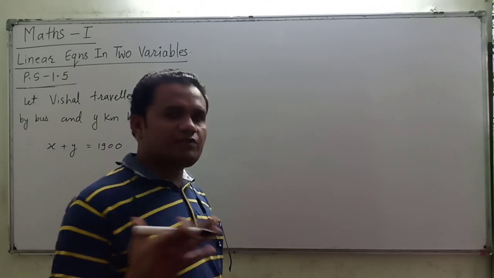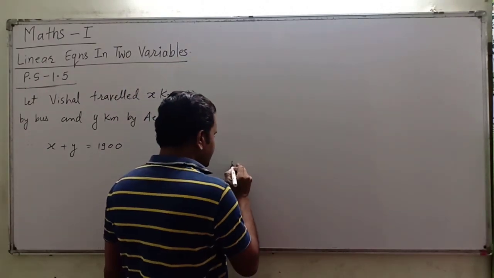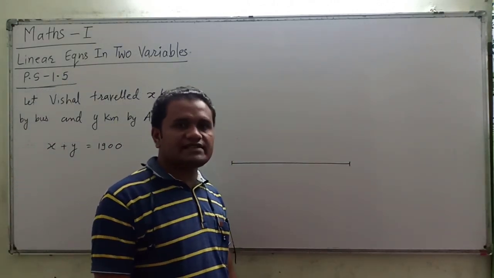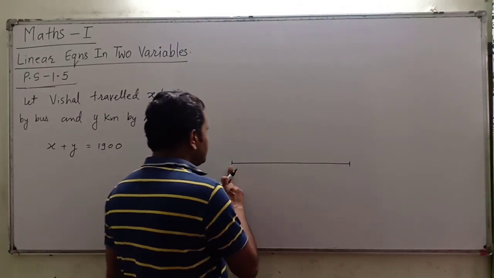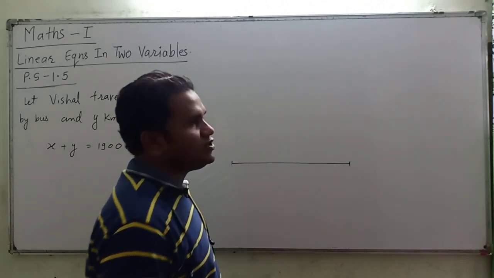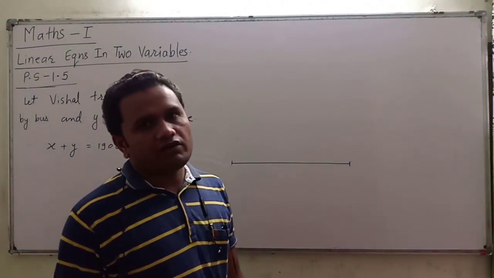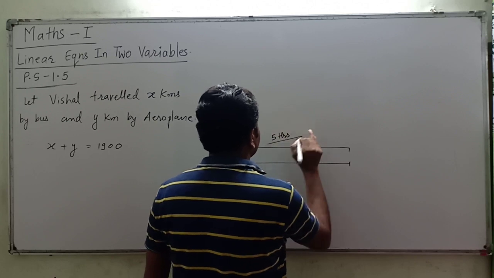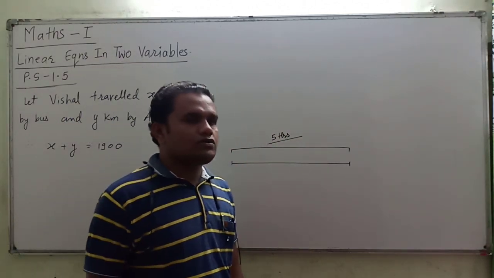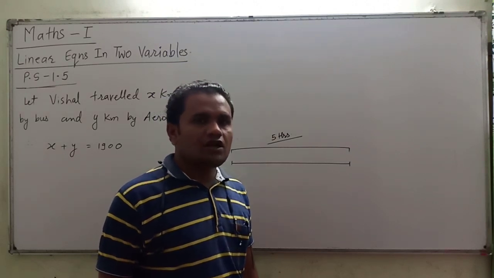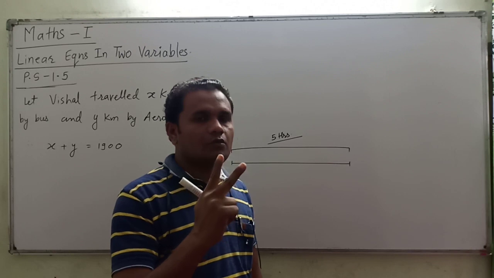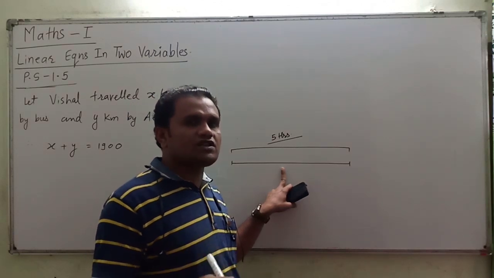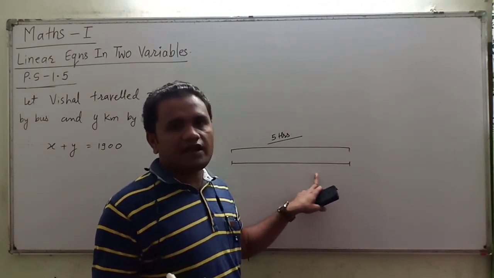Then see, I will explain you the next condition. In the next condition, suppose this is the total distance. We show total distance by a segment. Then to go from this point to this point, from one point to other point, we shall require 5 hours total time. So total time is 5 hours. Now to cover this distance of 5 hours, Vishal uses two means of travel, bus and aeroplane. So some time he took out of 5 hours, he took sometimes by bus and the remaining time by aeroplane.